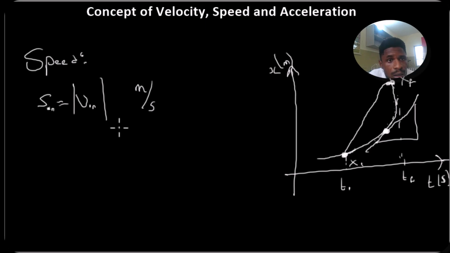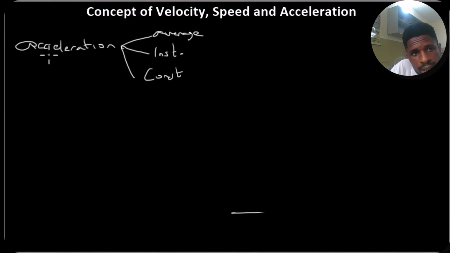All right. Now let's move on to acceleration. So acceleration, we talk about three types: the average, the instantaneous, and then the constant. So what does it mean when we use acceleration to describe motion? Acceleration is simply the rate of change of velocity with respect to time. So how velocity is changing with respect to time.